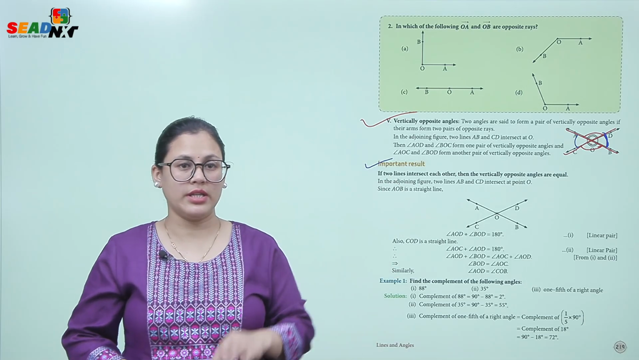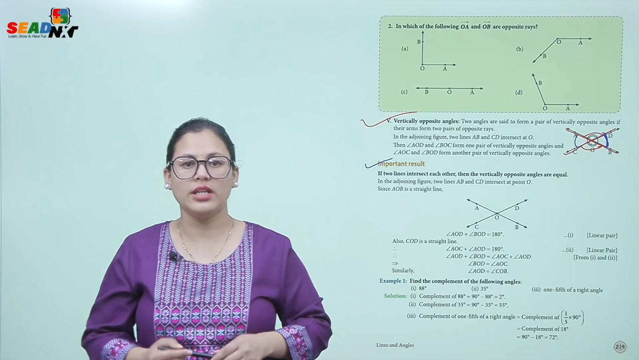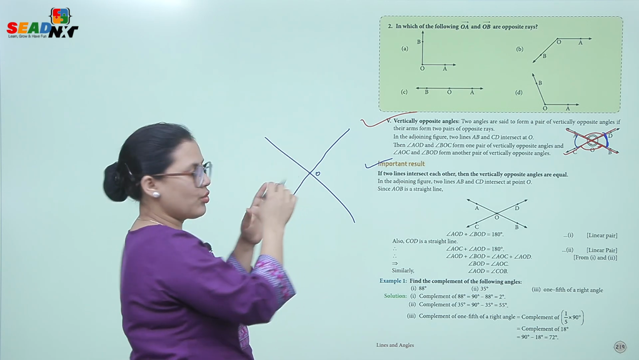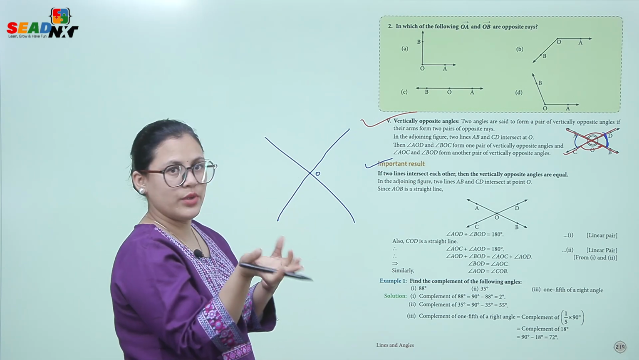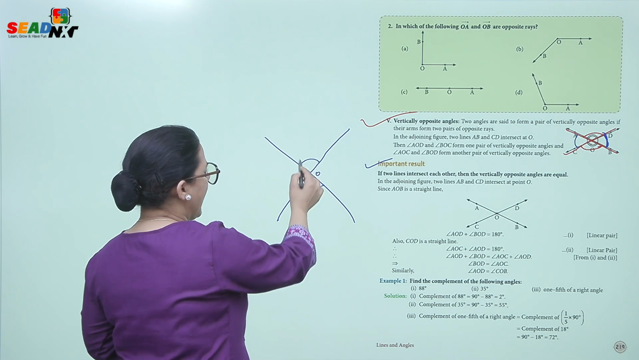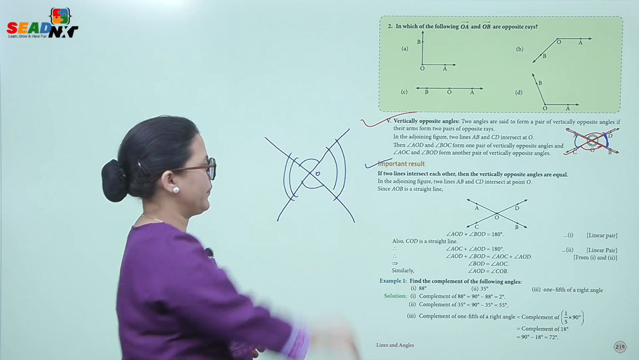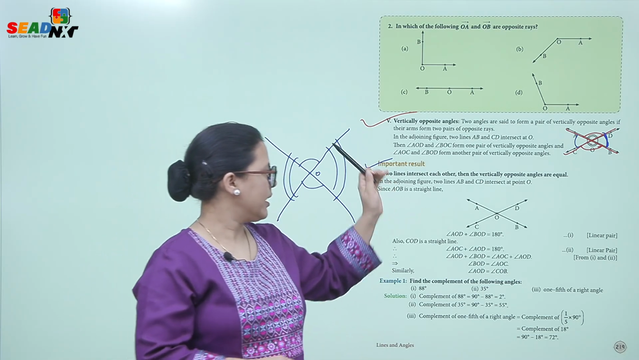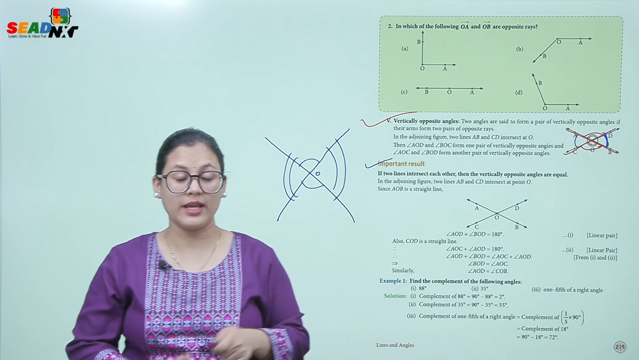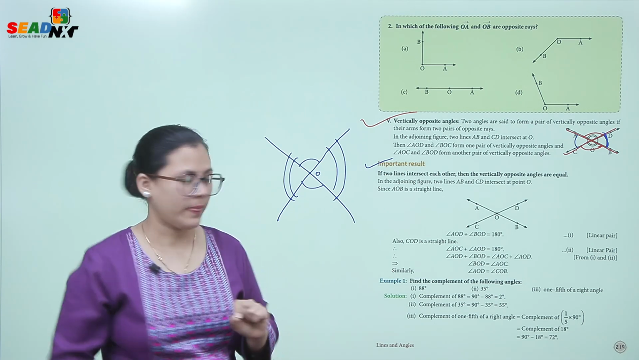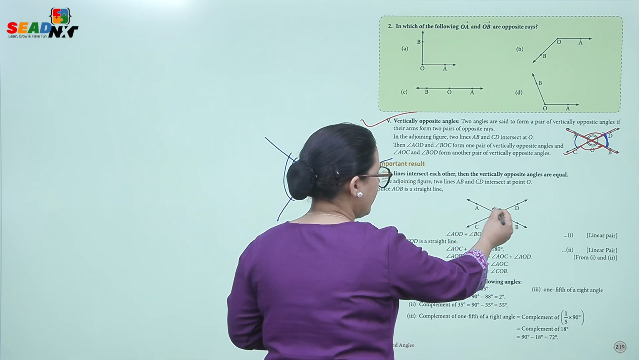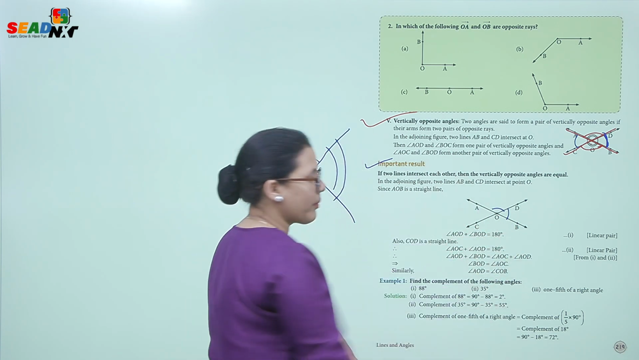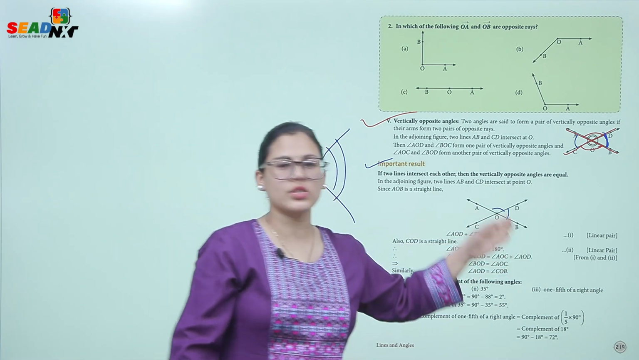Important result. If 2 lines intersect each other, then the vertically opposite angles are equal. For example, if 2 lines intersect at a point, the vertically opposite angles will be equal. Means this angle is equal to this angle and this angle is equal to this angle. So in the adjoining figure, 2 lines AB and CD intersect at point O. Since AOB is a straight line, AOD plus BOD is equal to 180 degrees. Why? Because these 2 angles form a linear pair and AOB is a straight line.